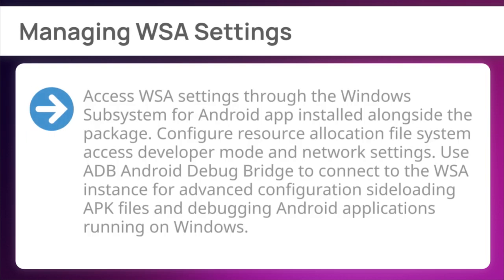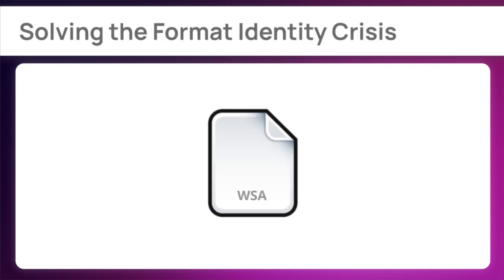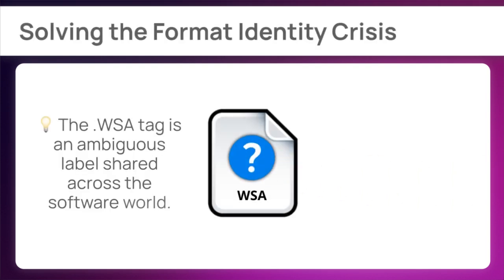Finally, managing WSA settings. Access WSA settings through the Windows Subsystem for Android app installed alongside the package. Configure resource allocation, file system, developer mode, and network settings. Use ADB, Android Debug Bridge, to connect to the WSA instance for advanced configuration, side-loading APK files, and debugging Android applications running on Windows.